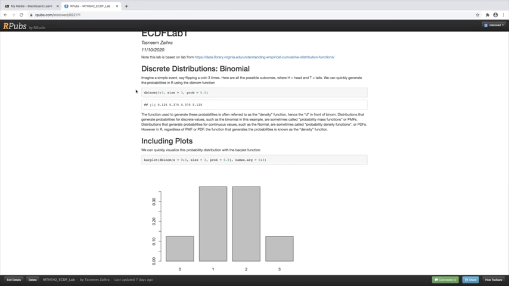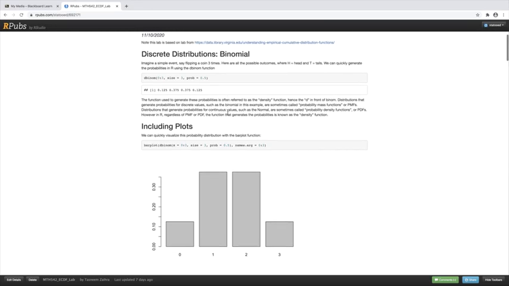So let's just begin with the discrete distribution and what a cumulative distribution function looks like, or what it actually means. If you imagine a simple event, say you flip a coin 3 times, the possible outcomes that you can have is head or tail. We can quickly generate the probabilities in R using the dbinom function for that. So dbinom is going to generate these probabilities. There are 3 flips, so size is 3, and the probability of getting head or tail in each flip is 0.5. So these are the probabilities.